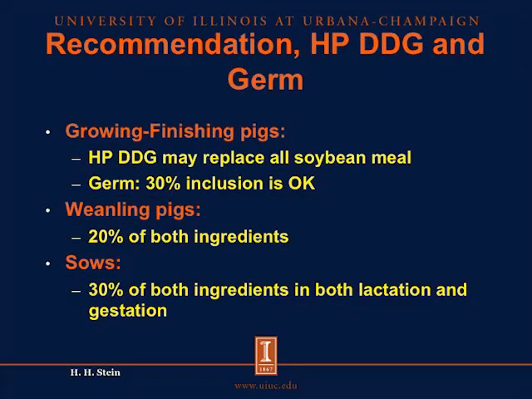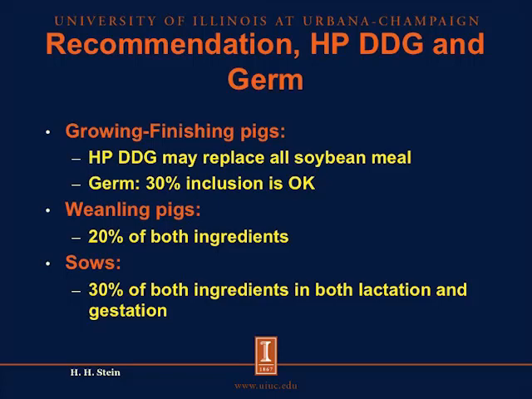We also have recommendations for high protein DDG and corn germ, but fewer experiments have been conducted with these co-products compared with DDGS. However, based on the reported literature, we can recommend that high protein DDG may replace all the soybean meal in diets fed to growing finishing pigs, and corn germ can be included by at least 30% in diets fed to growing finishing pigs. In weaning pig diets, we can probably include up to 20% of each of these ingredients. However, there still is a lack of published research in this area.